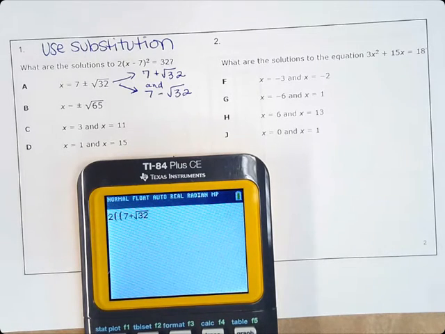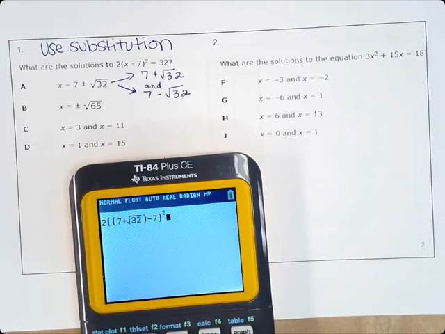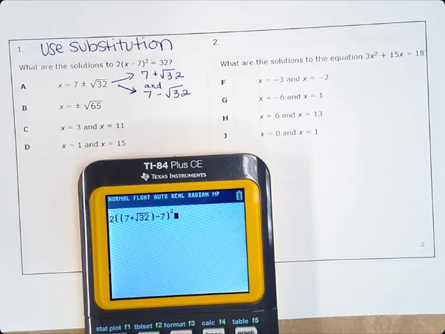And you have to arrow over to get out from under that square root. So see how I arrowed over? And now I'll put the closed parentheses. Now I'll put minus 7, close parentheses, squared. And I want this to equal 32.